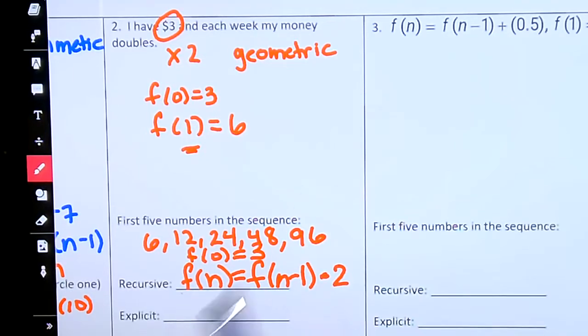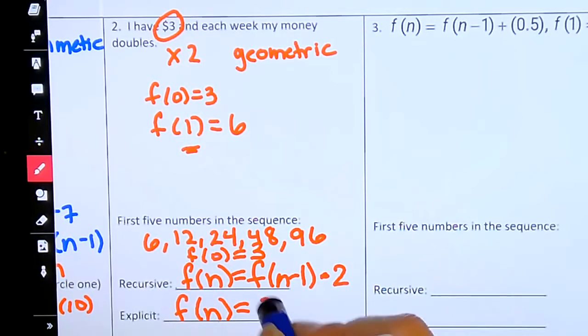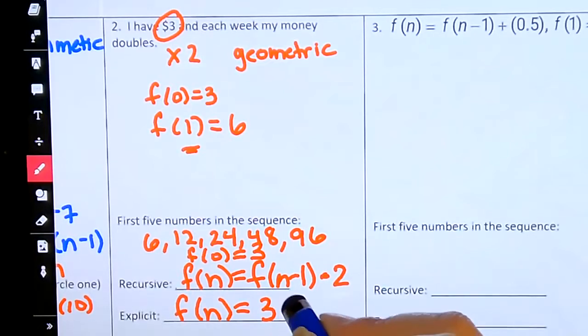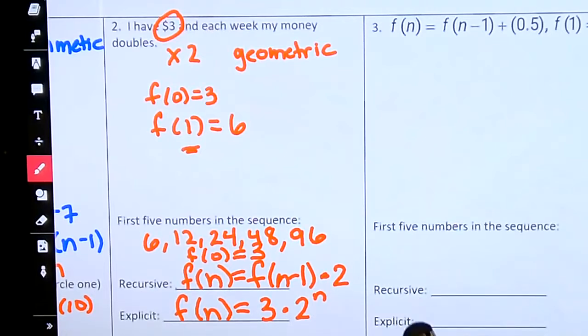My explicit, since I have my 0, I'm going to start with my 0. So it's going to be f of n is equal to 3. That's what we're starting with, that's our 0. I am timesing it by 2. When you times, your n is in the exponent, and it is going to be an n because this is my 0 term, not my first term.